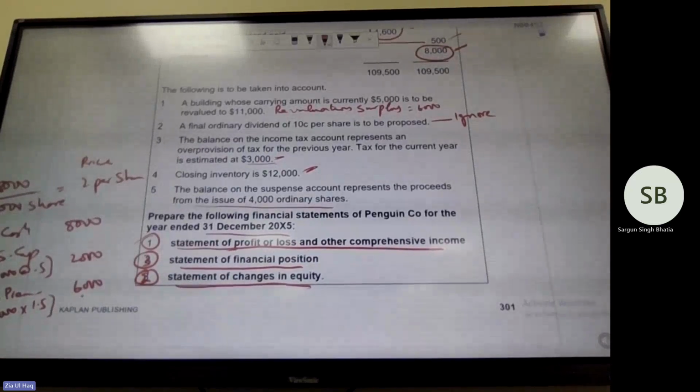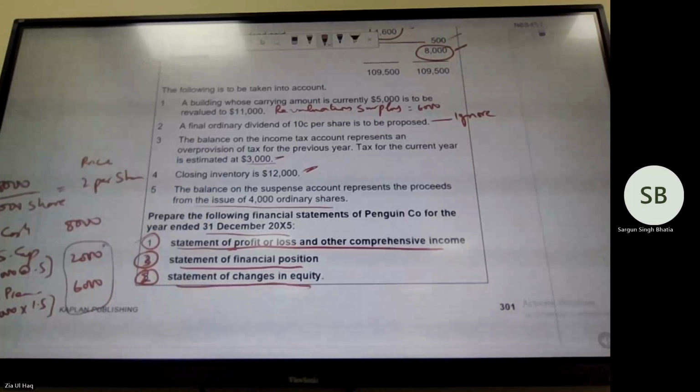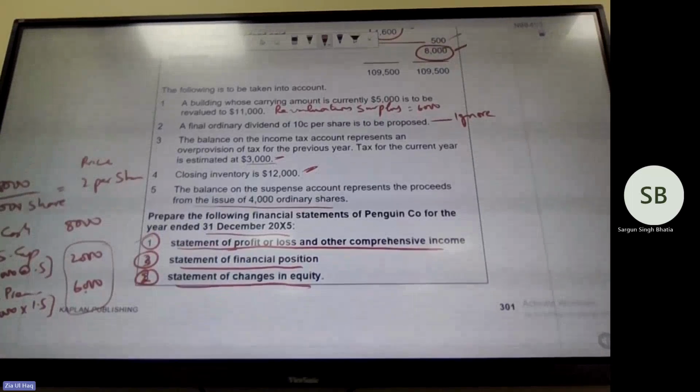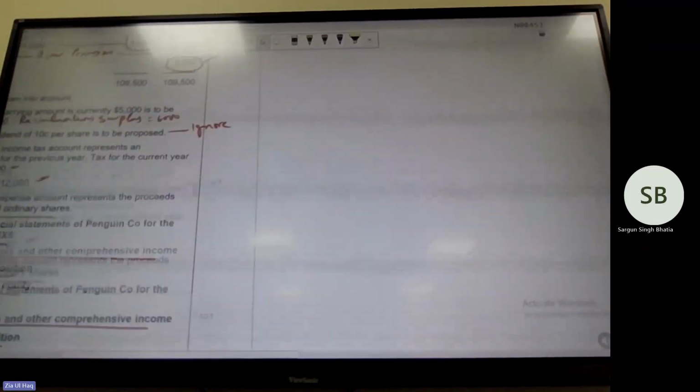I mean, this suspense account of 8,000 is relating to this. These two things have not been recorded. This means we need to add 2,000 in share capital and we need to add 6,000 in share premium. Where? Statement of changes in equity. So let's move towards preparing our financial statements.